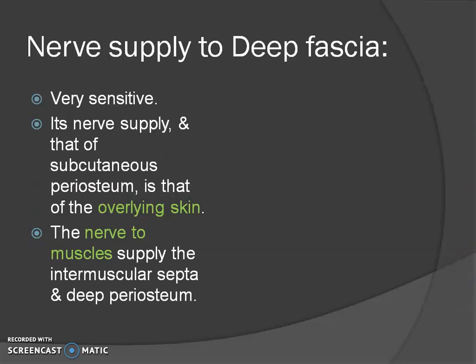Nerve supply to deep fascia. Deep fascia is very sensitive. Its nerve supply is that of the subcutaneous tissue, the periosteum is that of the overlying skin, and the nerves to the muscles supply the intermuscular septa and deep periosteum.